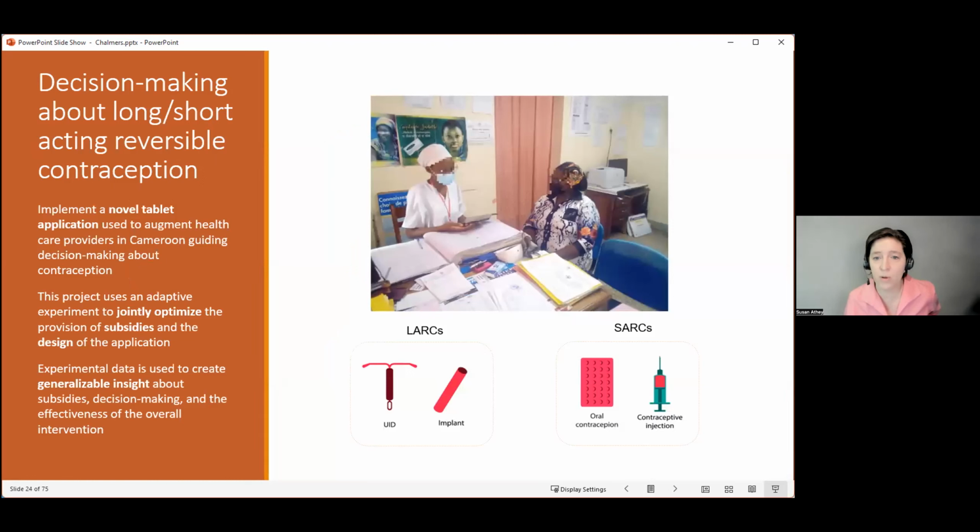So here we've got women in a hospital in Cameroon who are nurses counseling women about contraceptives. When we originally designed the study, we thought that a lot of the impact would be getting women to switch from short-acting contraceptives to long-acting contraceptives.